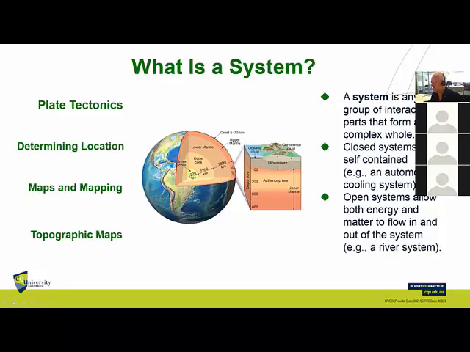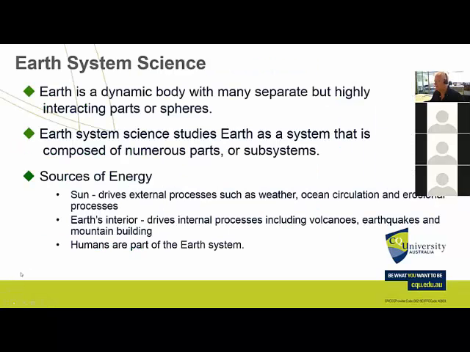And hence, closed systems are much more manageable and, arguably, more sustainable. Open systems do pose what we call environmental threats, and we'll come on to that in a minute. So Earth system, what we're saying is Earth is a dynamic body with many separate but interacting parts or spheres. Earth comprises numerous parts and subsystems.